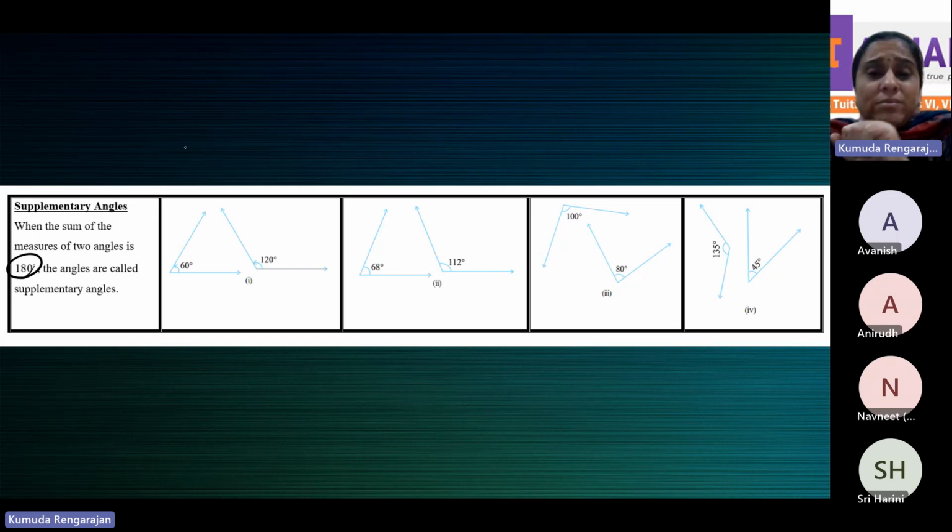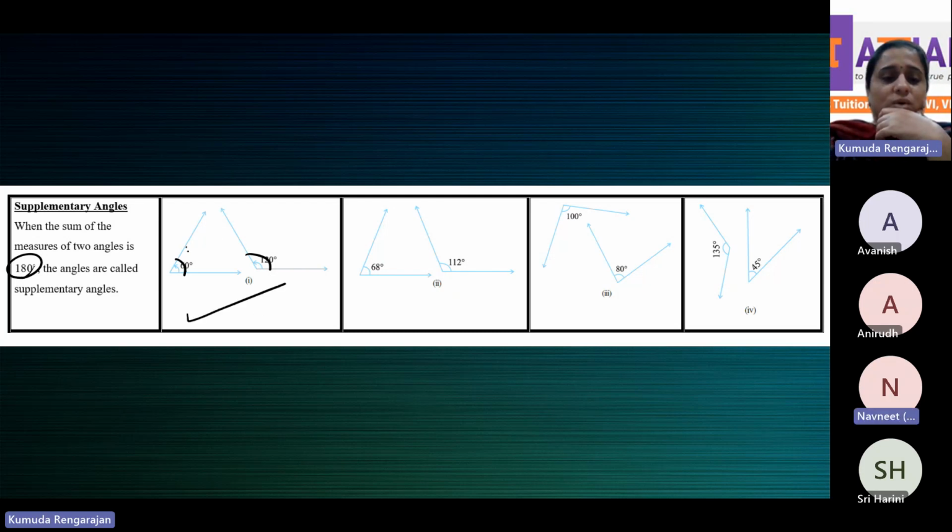No, supplementary angles is about two angles, not three also. Exactly two angles. When you add these two angles, the answer should be 180 degrees. Then the two angles are called supplementary angles. So here 60 plus 120 is 180 degrees. These two angles are supplementary angles.